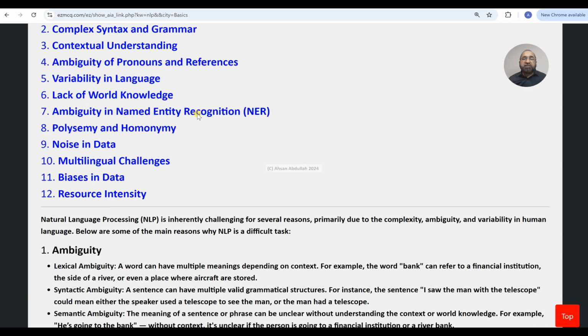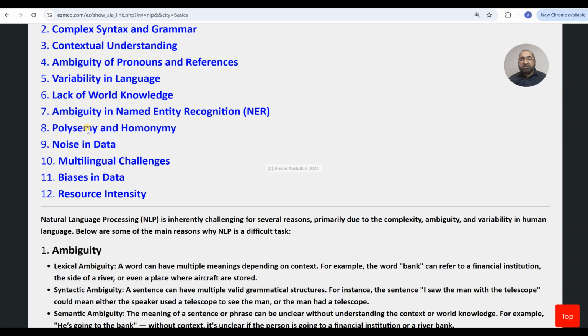Ambiguity in named entity recognition. I'll go through it again, and there's a full topic. And then there is polysemy and homonymy. Polysemy: words which have the same spelling, like bat versus bat, where one is an object of sports and the other is a bat as a mammal, and of course bank versus bank, and then of course break versus break.